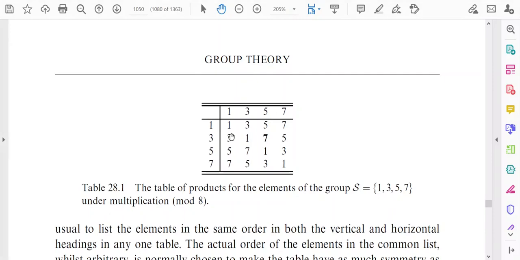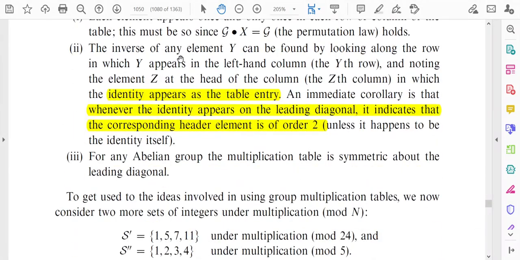So what we have to do? We have to find out where the identity element occurs in the multiplication table, and from that identity element we can say that this identity element has been generated by the element from the left hand column. For example, for this one, this element 3 from the left hand column, and here is the element 3 from the top header. So 3 into 3 is equal to 1. So 3 is the inverse of 3. This is the rule actually.